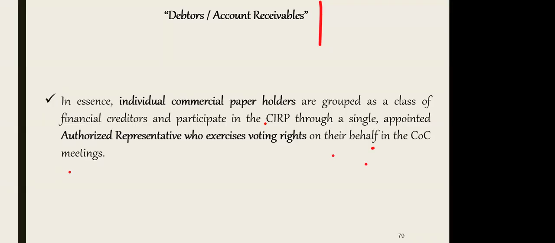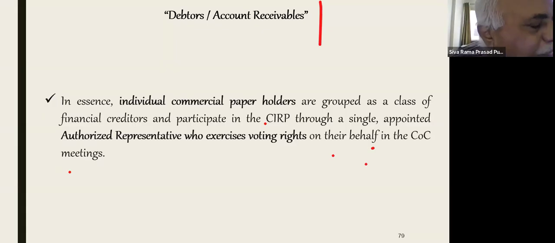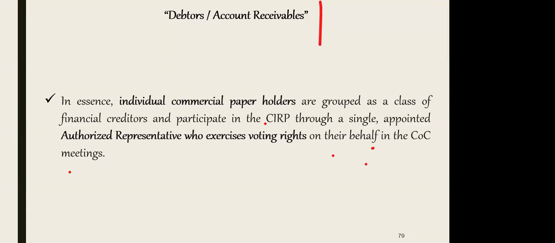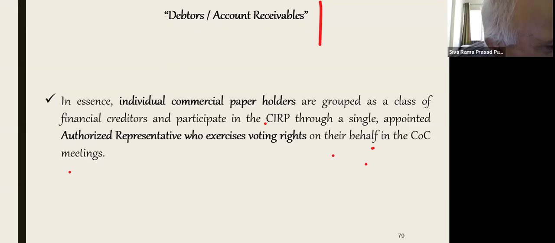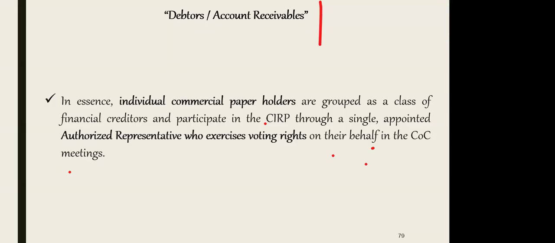Yes, sir, I have one. Tell me. Sir, in this class of commercial paper holders, if someone does not agree with the majority decision, do they have any legal stand or exit opportunity? Again, please repeat that, madam. In this given instance, if the majority takes a decision, do those who have not given consent, the dissenting holders, have any exit opportunity or legal stand to oppose it?